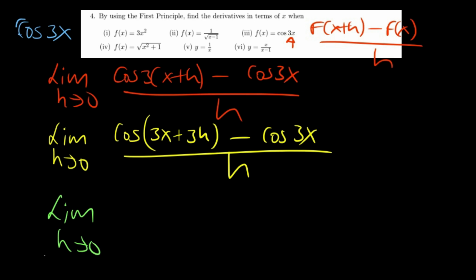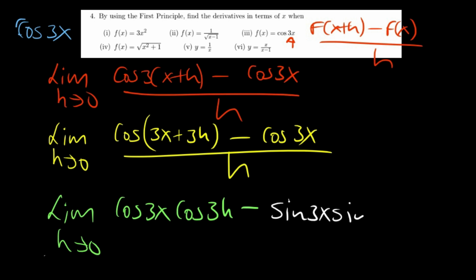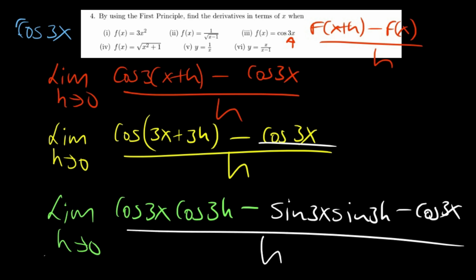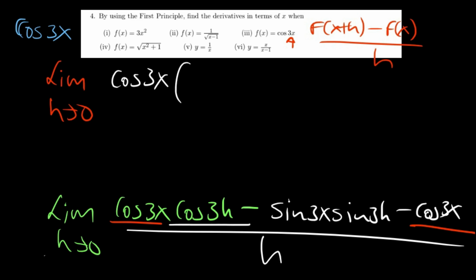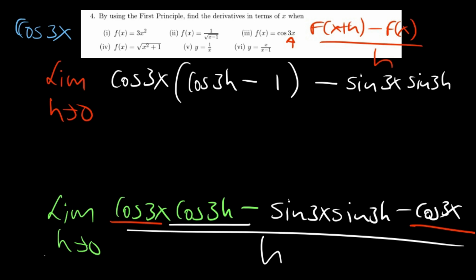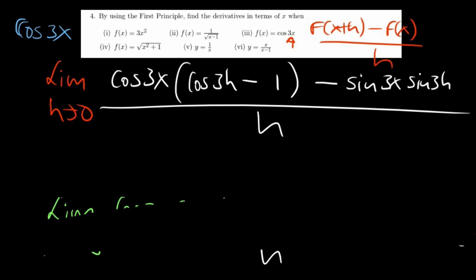So whenever we've got cosine, I call cosine to be selfish. So it will be cosine 3x, cosine 3h, and then sine comes after. So I have sine 3x, sine 3h, and then minus the cosine 3x there over h. Okay, we're getting there. At this point, what can we do? Do we have anything common? So I can see cosine 3x is common, right? So the limit as h approaches 0, we'll factor out the cosine 3x. What remains? For the first part, we're going to remain with cosine 3h, the other part just a 1, and then minus sine 3x sine 3h over h. Okay, at least we're getting there.